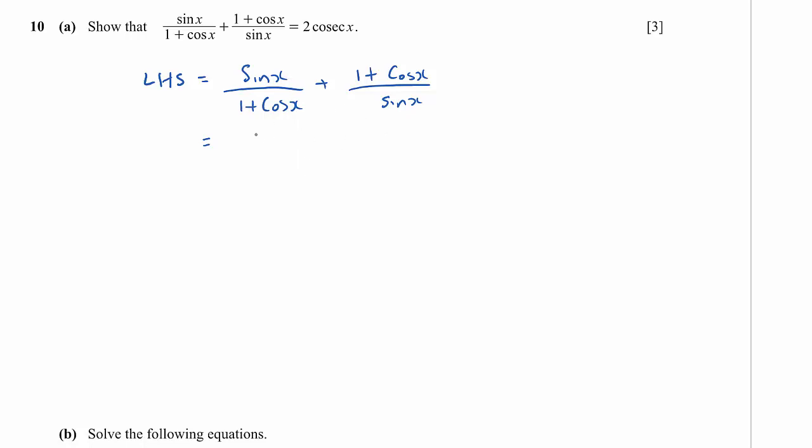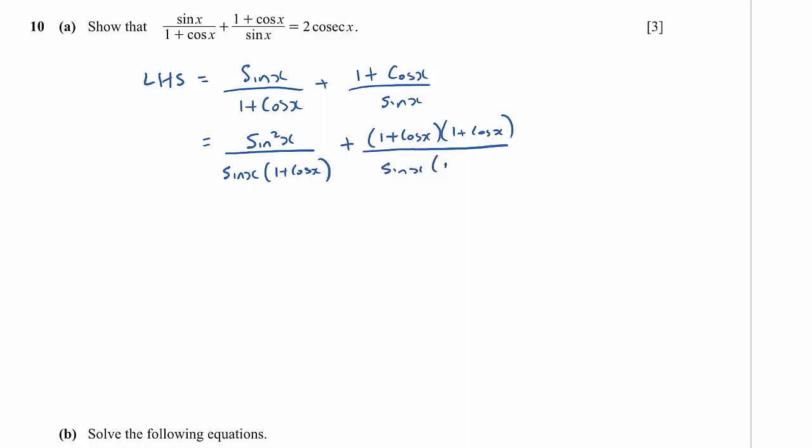If I multiply top and bottom of this by sine x, I get sine squared x on top, and then I'll have sine x (1 plus cos x) on the bottom. And let's multiply top and bottom of this by 1 plus cos x. So I've got (1 plus cos x)(1 plus cos x) over sine x (1 plus cos x). So now the whole bottom is sine x (1 plus cos x).